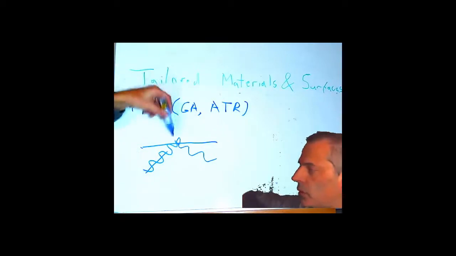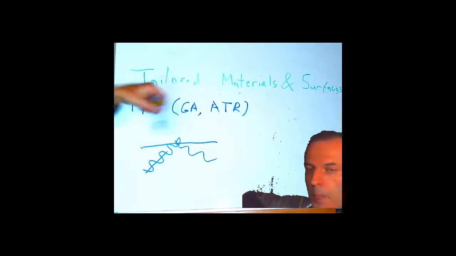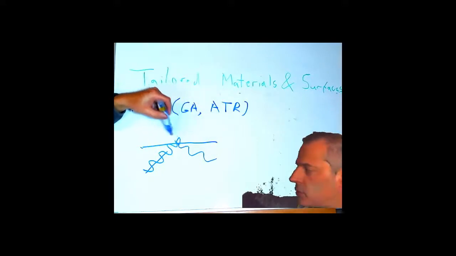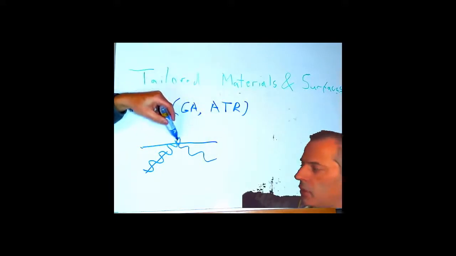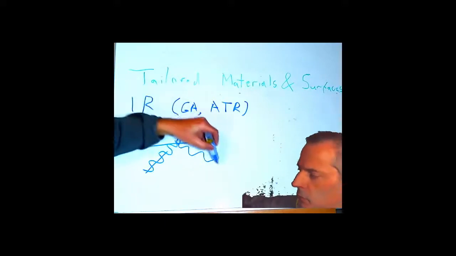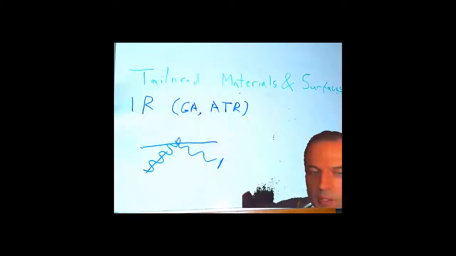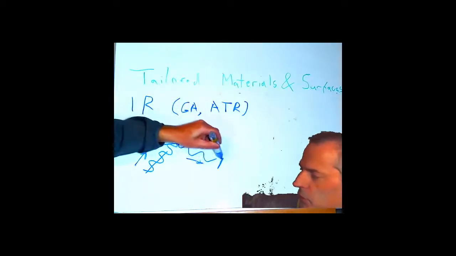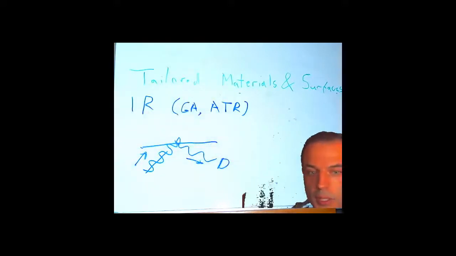So we can put things on the top here and measure them. We measure almost only the surface because this light can't escape. Well, it can escape, but if it escapes, we won't see it because we're measuring with our detector this beam. So this is going in, this is coming out. We're measuring with our detector this beam here.